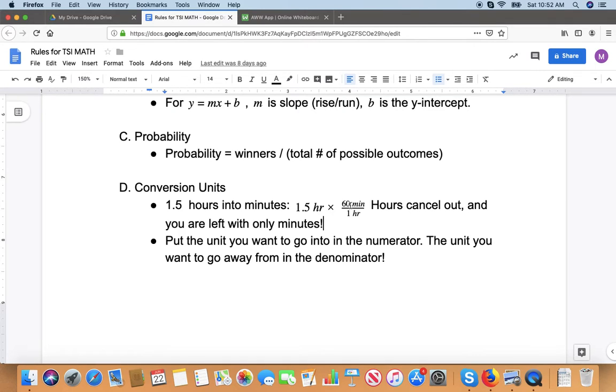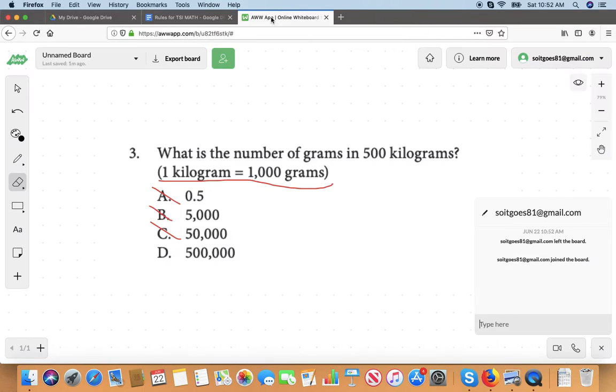And this is kind of the trick when you're doing conversion units, okay? You're going to put the unit you want to go into in the numerator. If we're converting 1.5 hours into minutes, we put minutes in the numerator. That's the top of the fraction. And the unit you want to go away from, hours, goes in the denominator, which is why they're going to cancel out. Denominator, numerator, cancel out. You're left with just minutes, okay? Let's go back to question number 3. Now, we're not going between minutes and hours or hours and minutes.